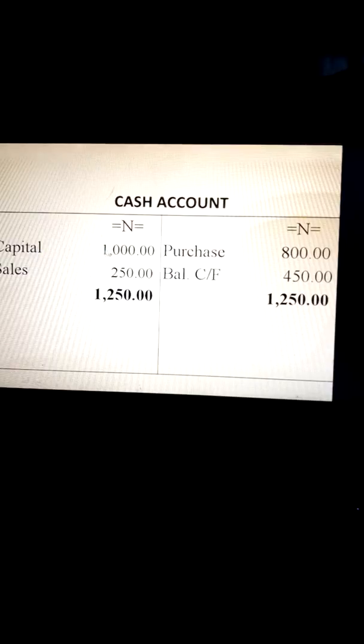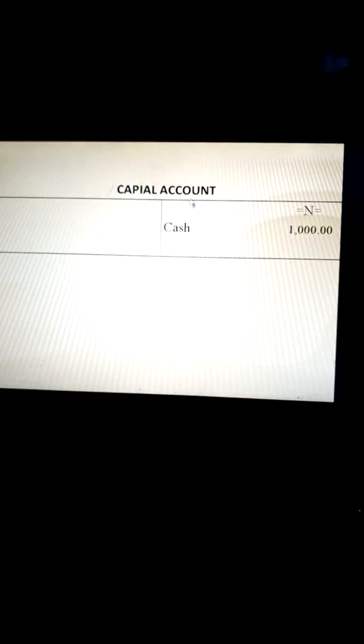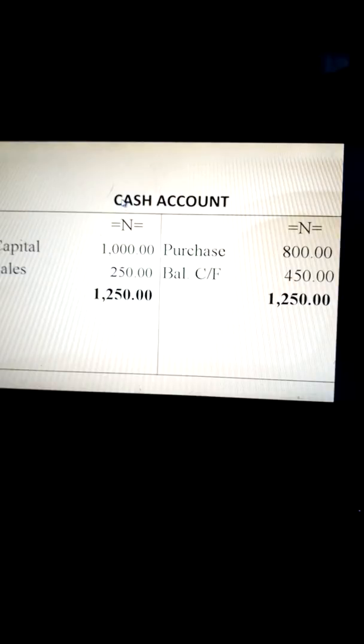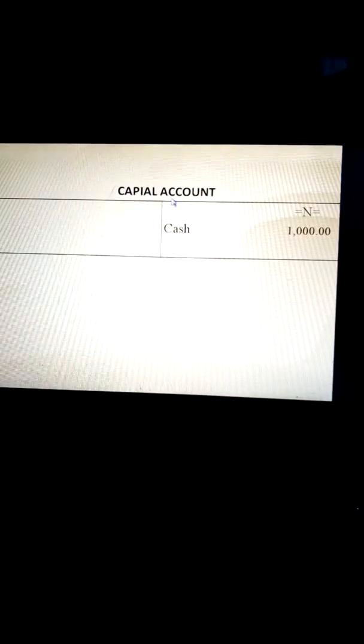So cash is an asset, and so it has to be debited because it is increasing by the equity of the owner. So we debit cash with 1,000 naira, and we credit capital, as you can see here, with 1,000 naira. So that is the first transaction. The two accounts that are involved are cash and capital.